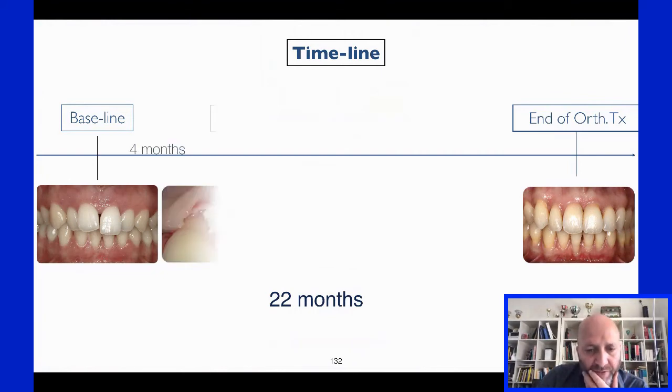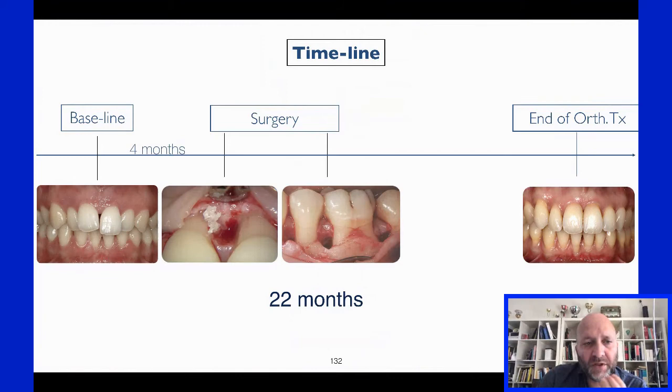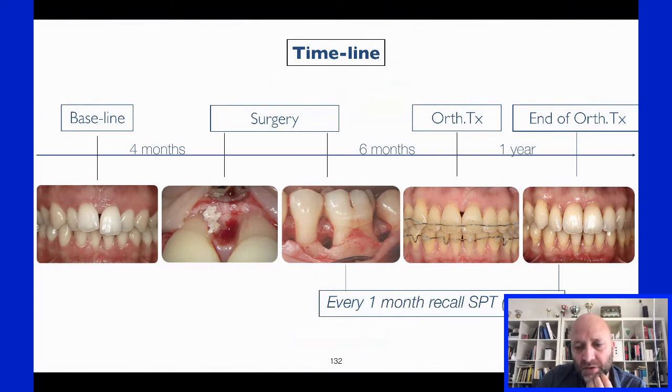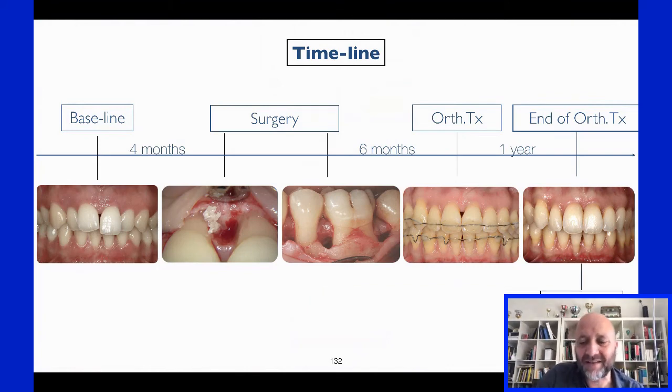The time was 20 months between the baseline and the end of orthodontic therapy, and every 1 month the patient made a supportive periodontal visit for 30 minutes. At the end of therapy, the patient went into periodontal support therapy, 1 hour every 3 months.